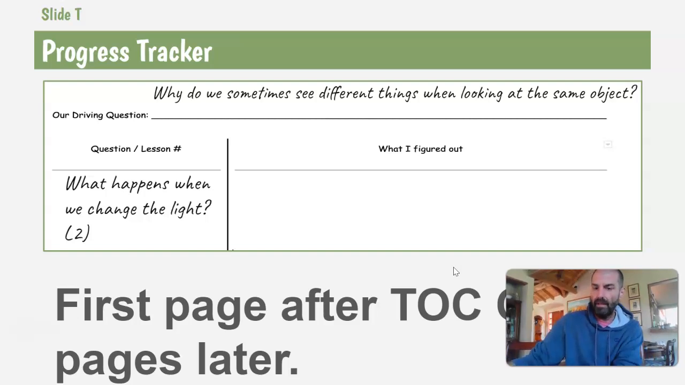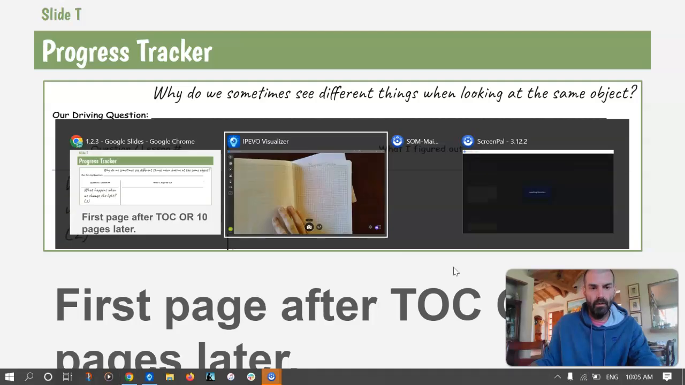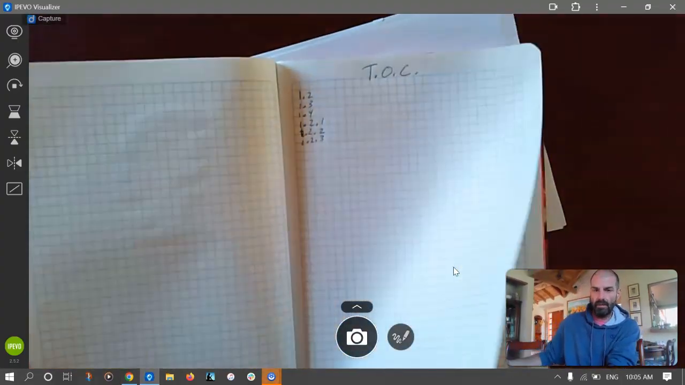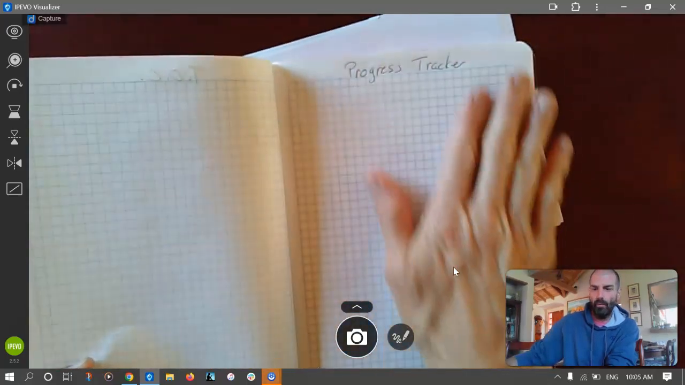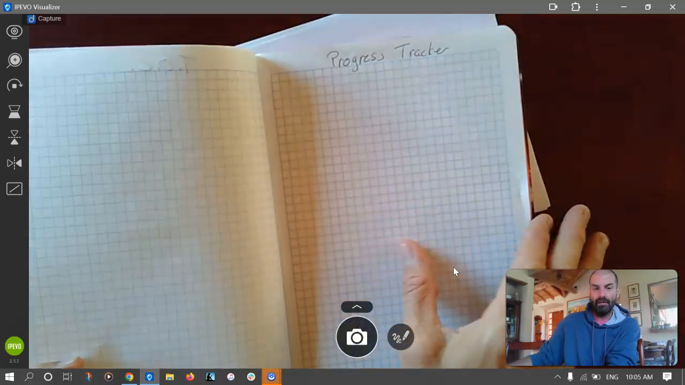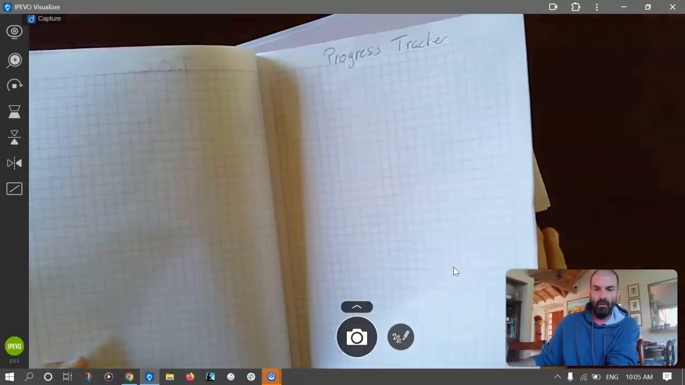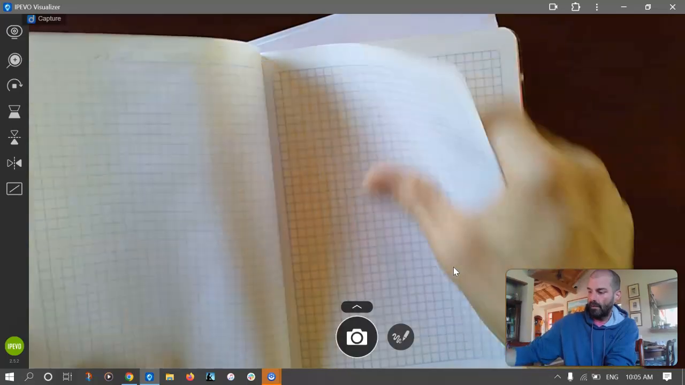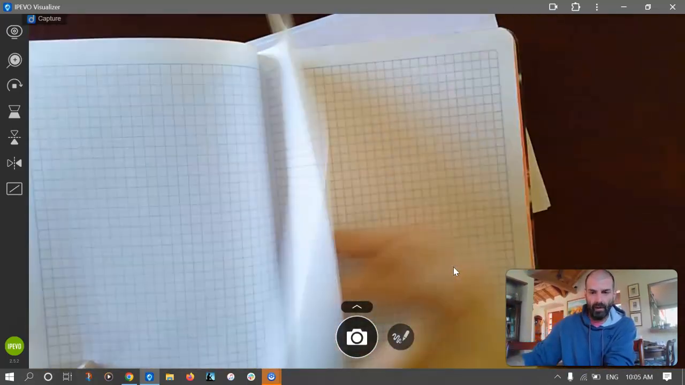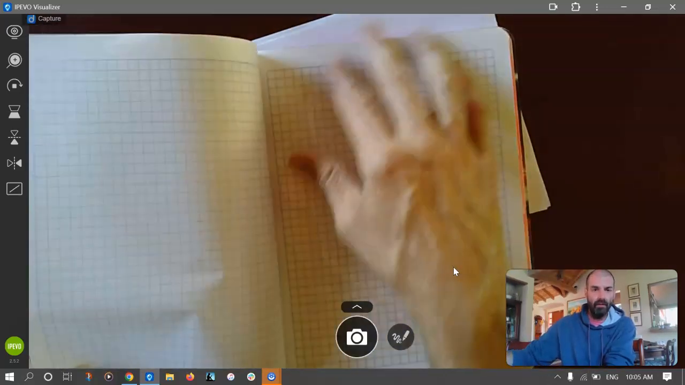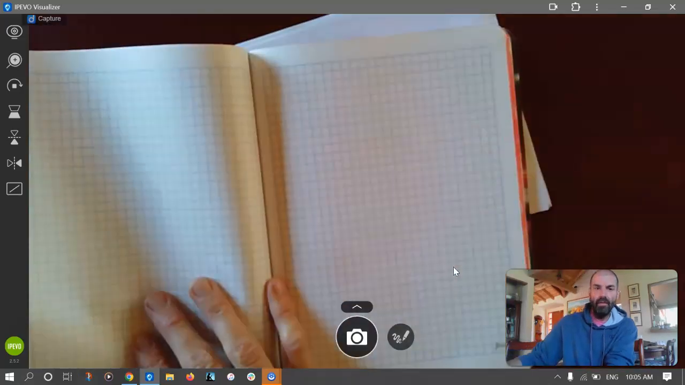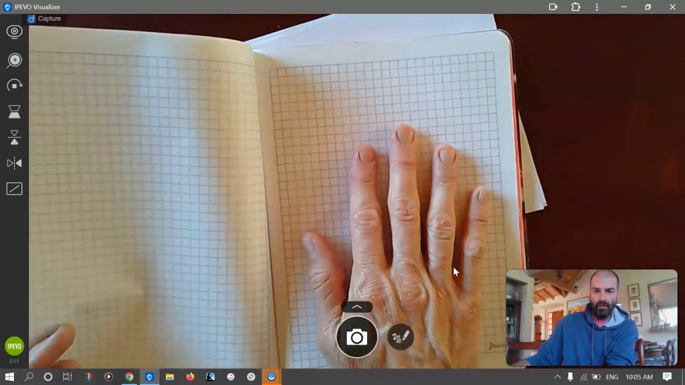Now, if you have your table of contents and you made a slight mistake, and when you go here you have session 1.4 or 1.21 or any session work here, then you're going to count out 10 pages. 1, 2, 3, and there's probably going to be work there. 4, 5, 6, 7, 8, 9, and 10, and then you're going to write your progress tracker here.